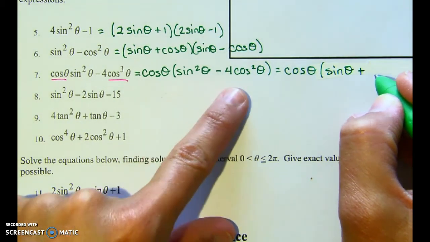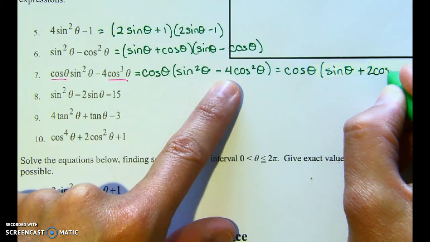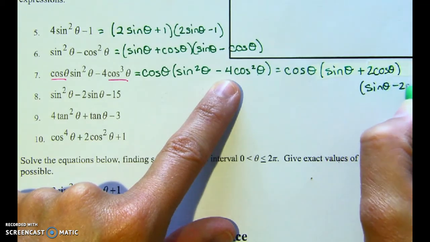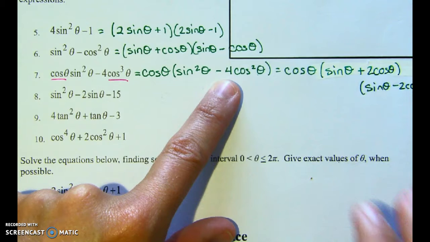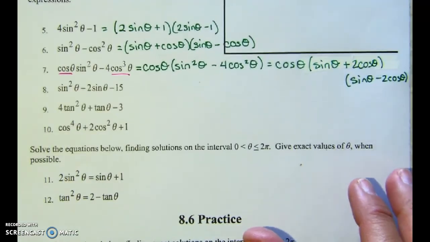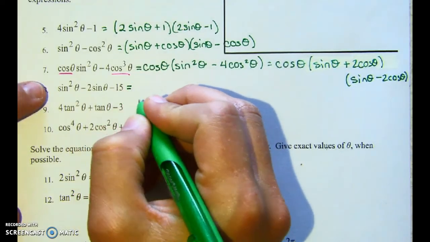Sine squared minus 4 cosine squared. So that's going to be sine plus 2 cosine times sine minus 2 cosine. This is why we learned factoring, you guys, in order to factor this. Isn't that cool? Don't ask me why we're learning this, but that's why we learned factoring.